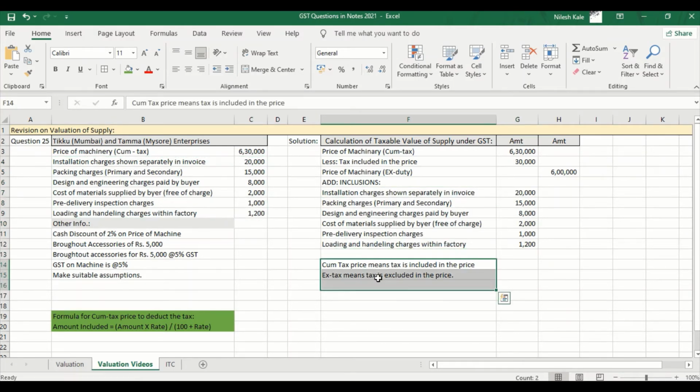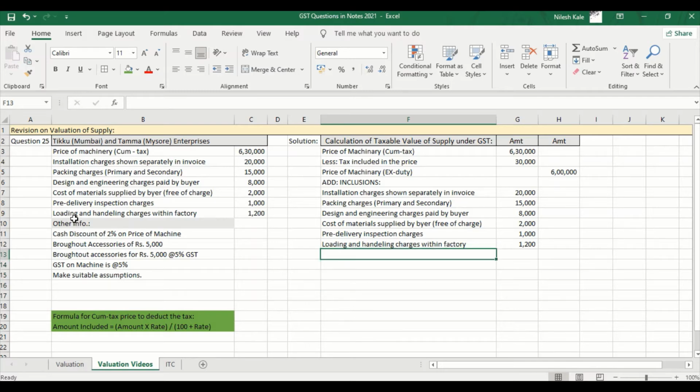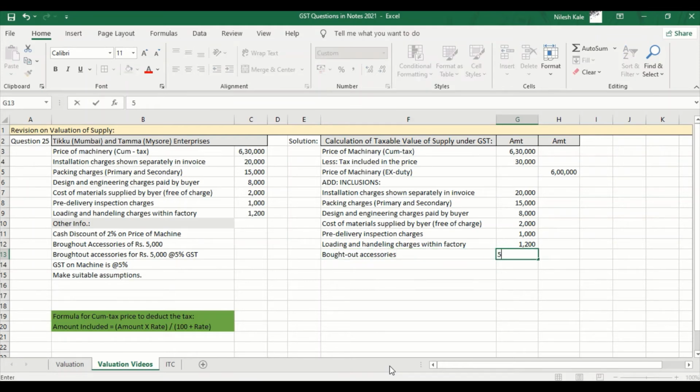I will delete this, not required now. And look at other information. Is there anything which I have to add? Cash discount we have to deduct, bought out accessories we have to add. Bought out or brought out, I can use both. Bought out means this is the past tense of buy, right? Bought out, because he is purchasing it, I am just writing it. Bought out accessories is for 5,000 rupees, right?